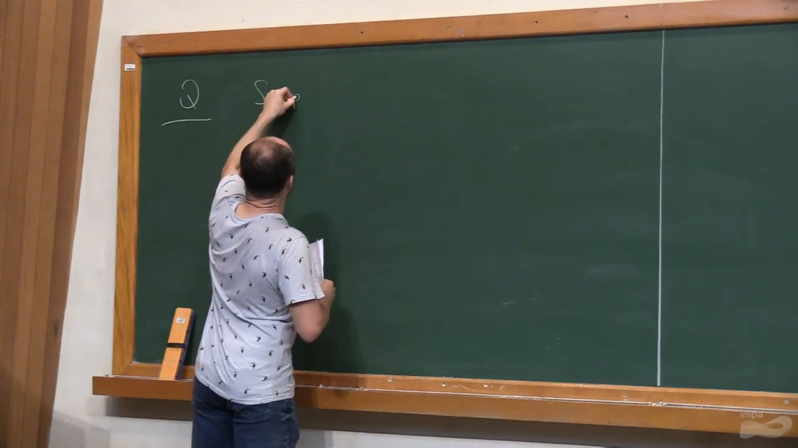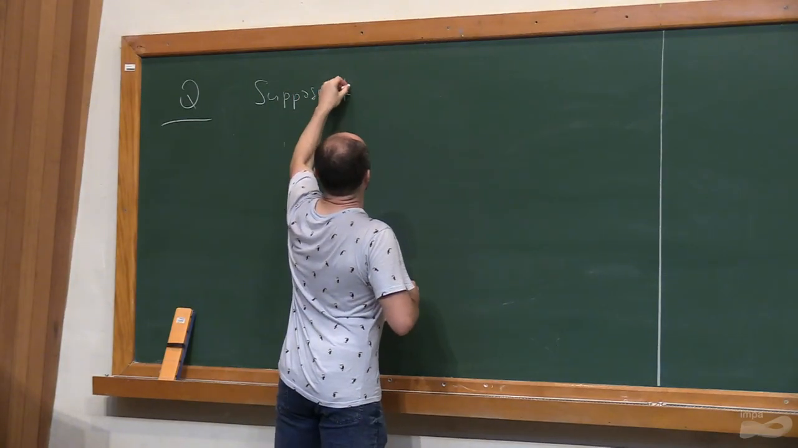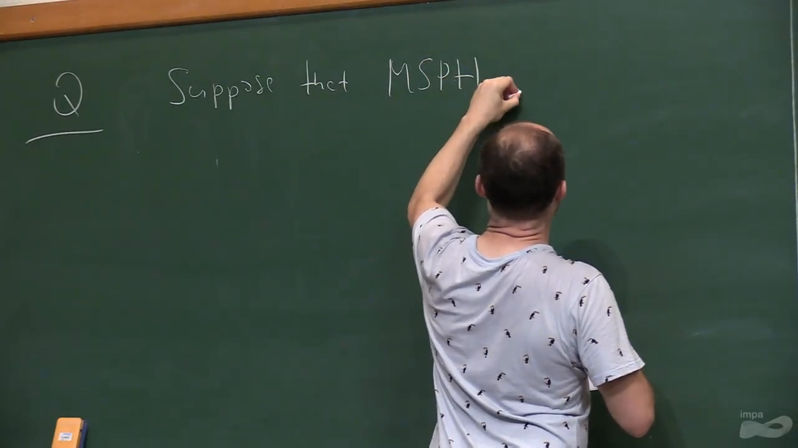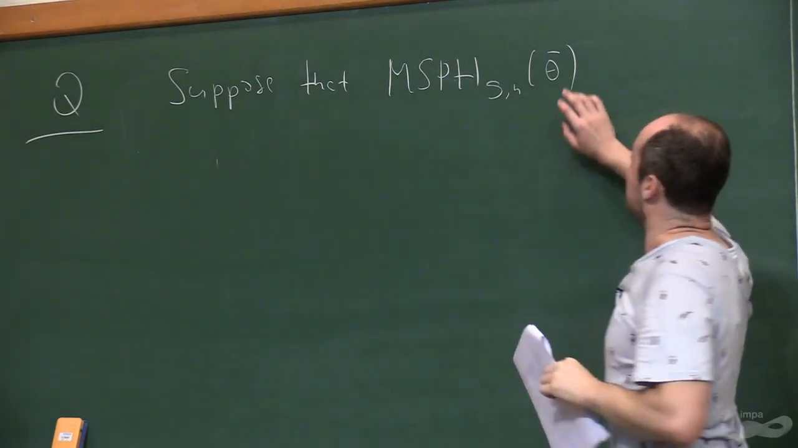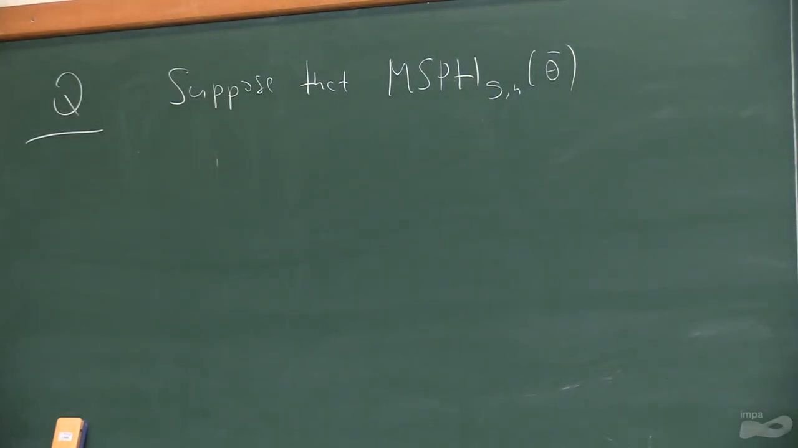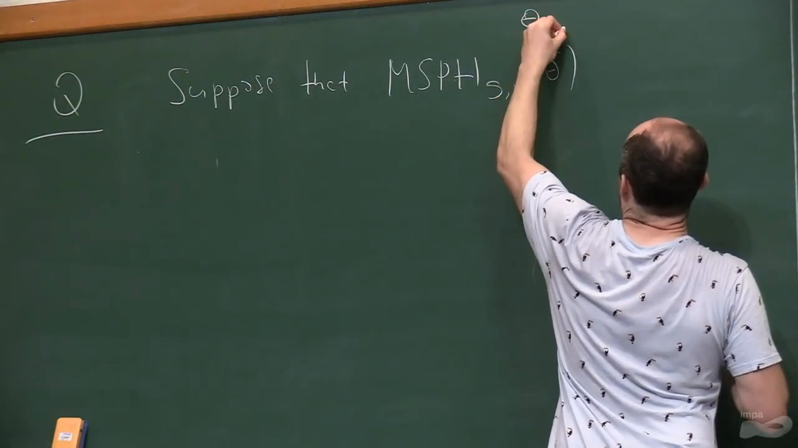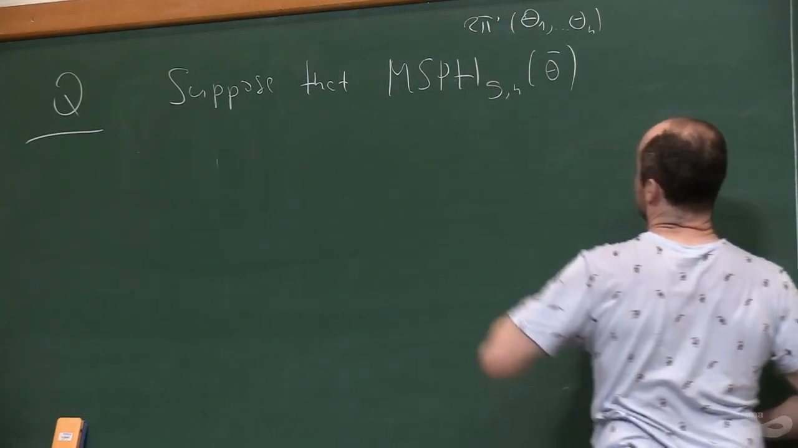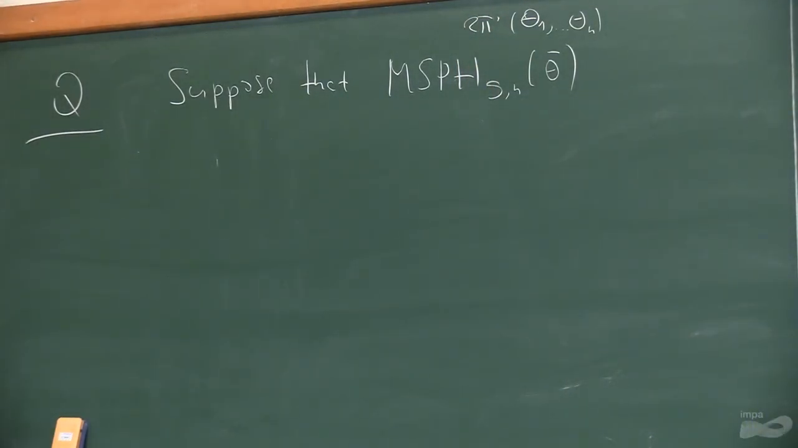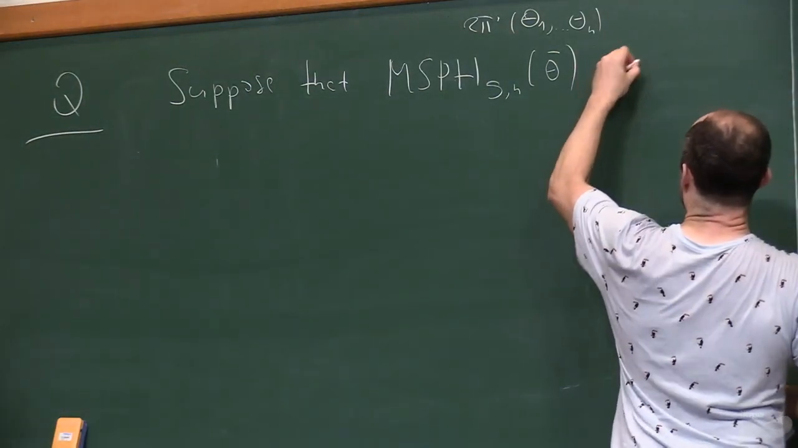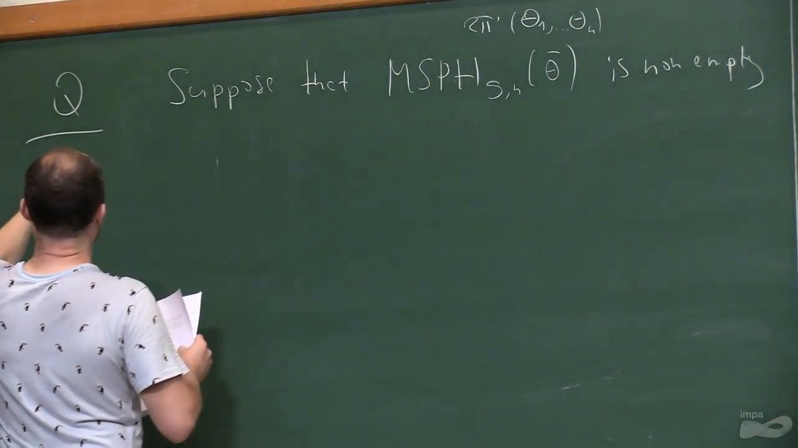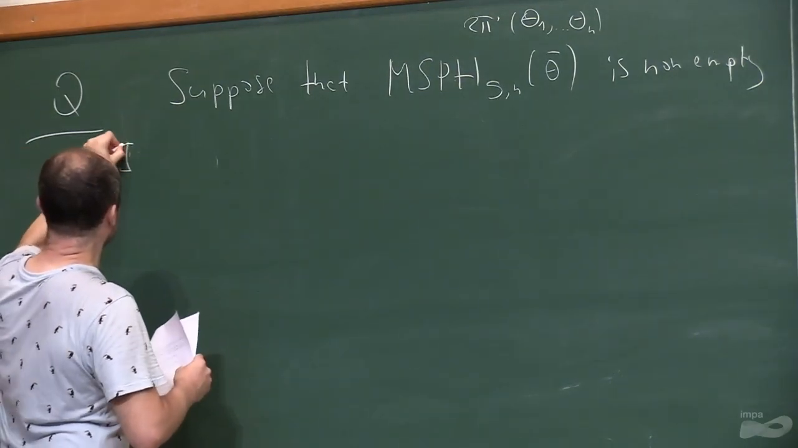So suppose that the moduli space of spherical metrics M_{g,n}(theta). By this I mean we take spherical metrics on a surface of genus g with n conical points, and theta are some fixed angles. So the surface should have conical angles like this, where theta_1, ..., theta_n are fixed. Suppose that this moduli space is non-empty, then the questions: is it connected?